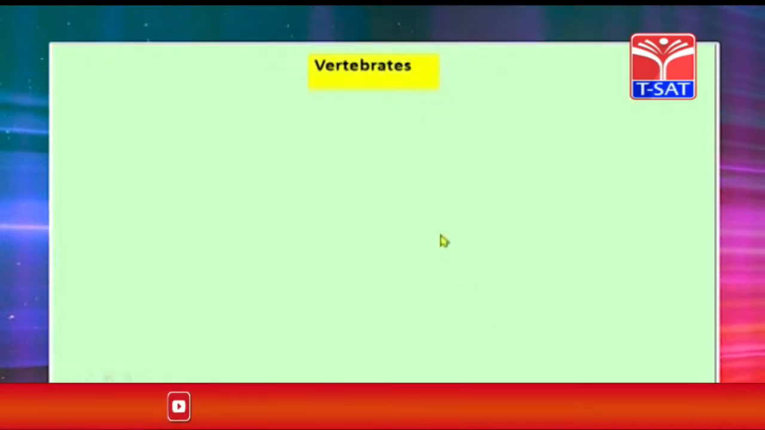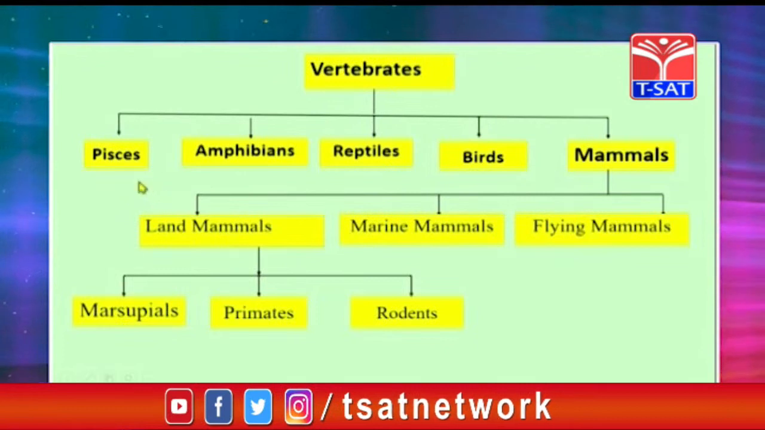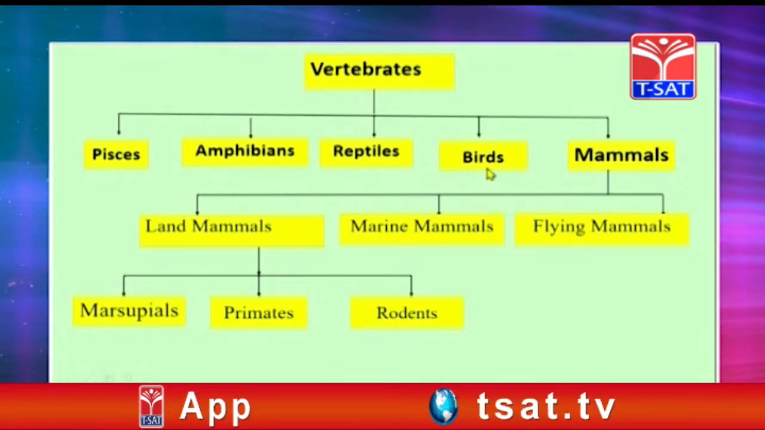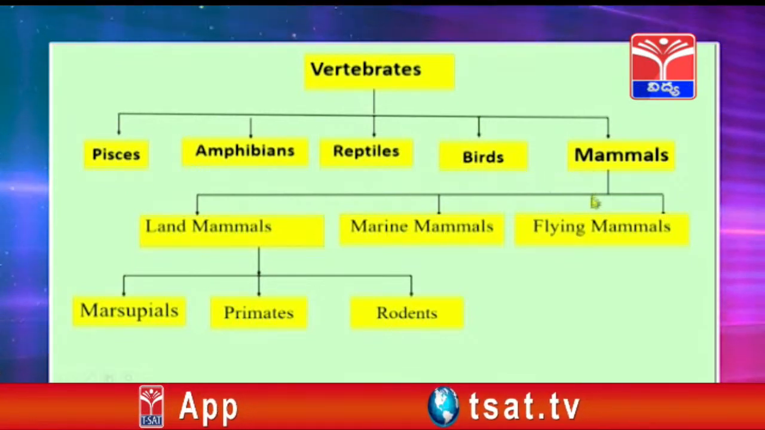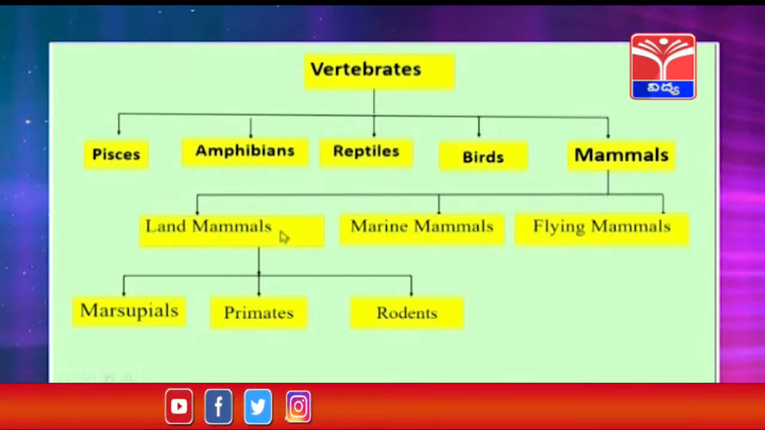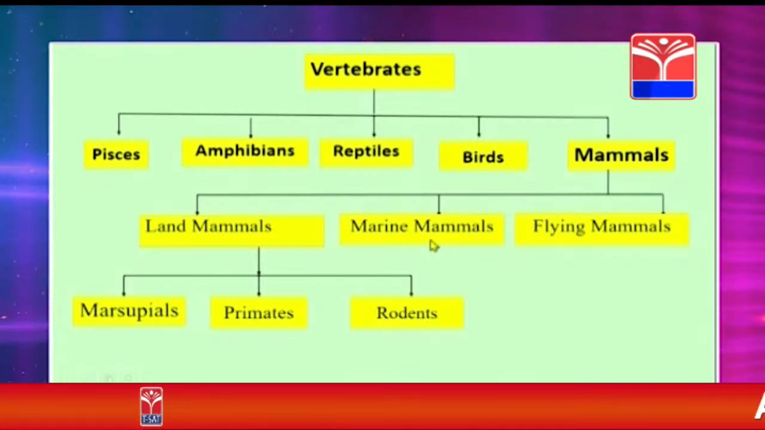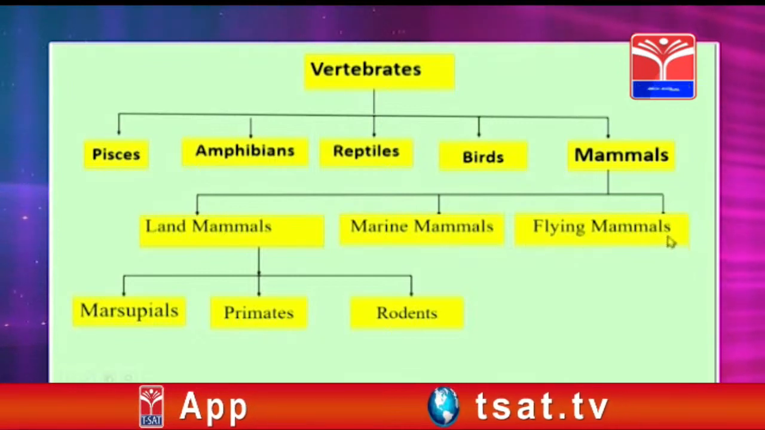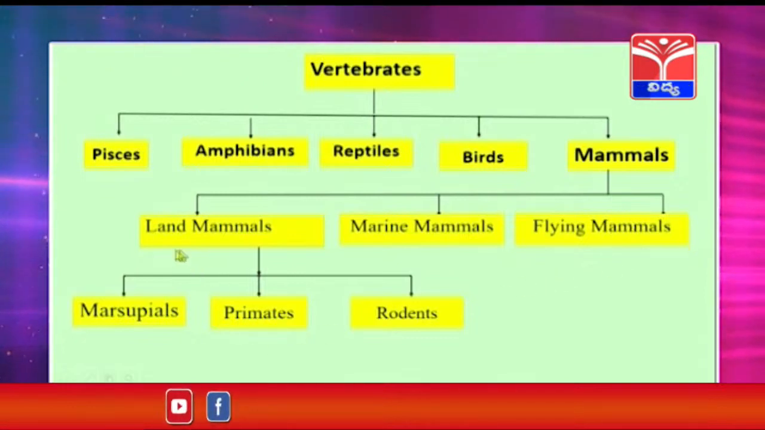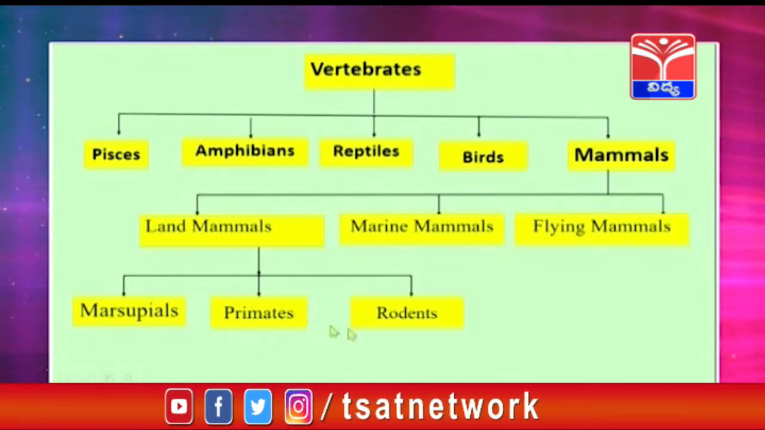When we look at the classification of vertebrates, vertebrates are classified into 5 groups. They are Pisces, means fishes, amphibians, reptiles, birds and mammals. Mammals are again classified into 3 groups. Land mammals, that means the mammals that live on the land. Marine mammals means the mammals that live in the seas and oceans. And flying mammals, these are the mammals that fly in the sky. Land mammals are grouped under 3 categories: marsupials, primates and rodents.